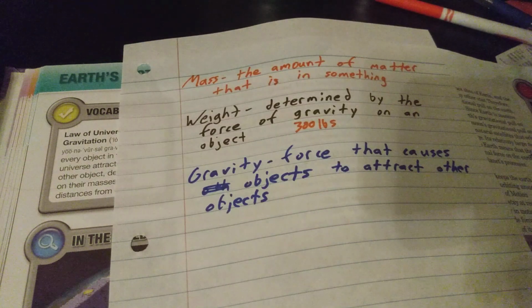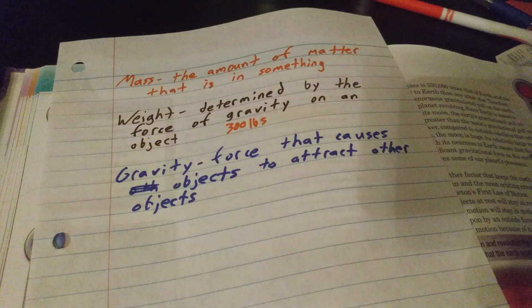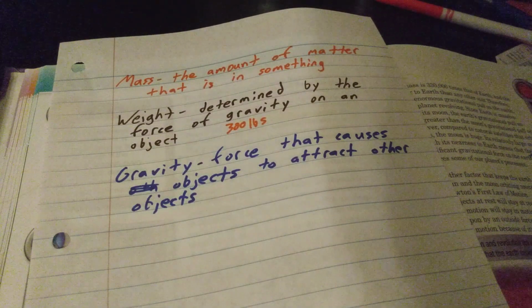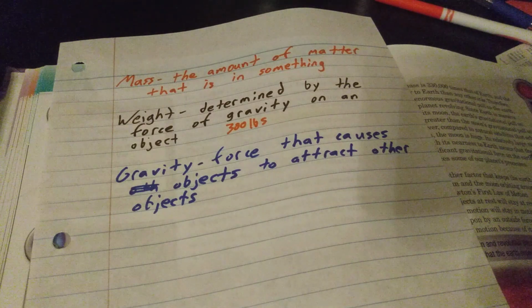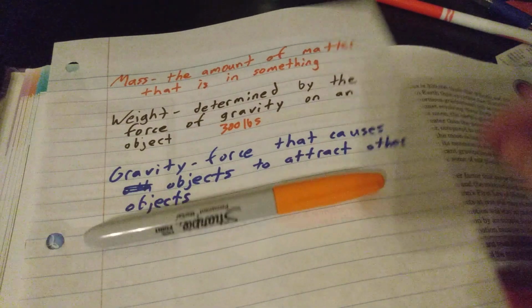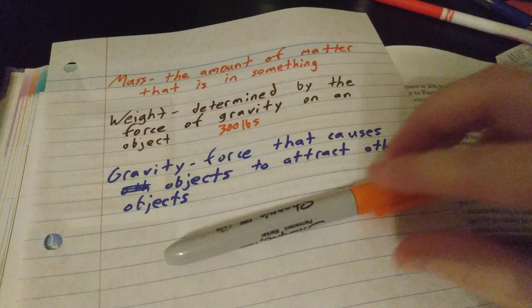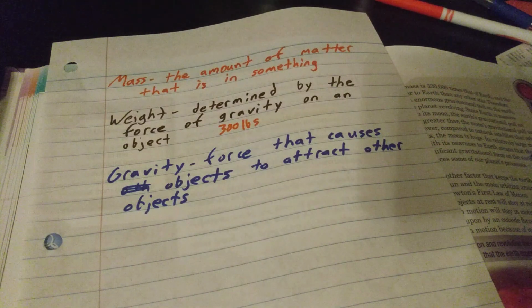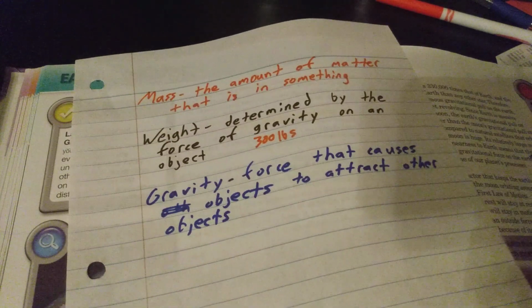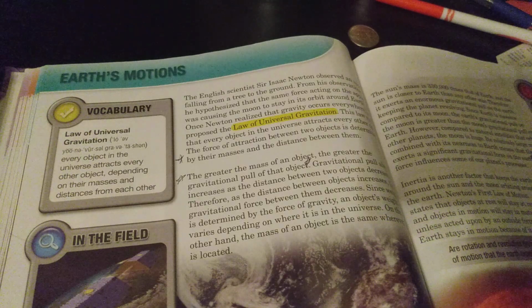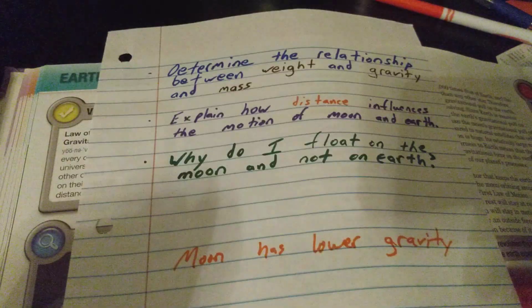All right. And then that goes into this last part. Gravity is just the force that causes objects to attract each other. Gravity is pulling that downwards to the center of the earth. That's gravity. All right. And go over this last question.